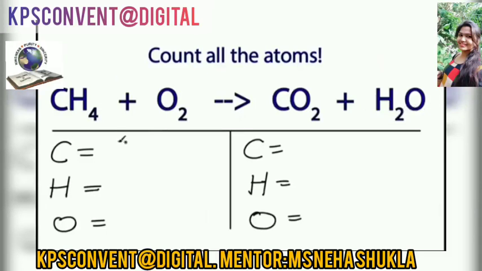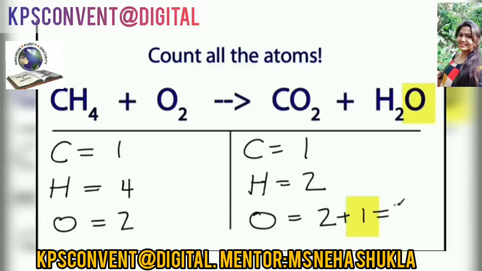So we can see we have 1 carbon, 4 hydrogens, and 2 oxygens. Easy. Over here we have 1 carbon, and then we have 2 oxygens, and then we have 2 hydrogens. But be careful, we have to count this oxygen over here as well. So 2 plus 1, that'll give us 3 total oxygens. I'll start by balancing the hydrogen. If I put a 2 in front of this hydrogen, 2 times 2, that'll give me 4, and that'll fix the hydrogens.